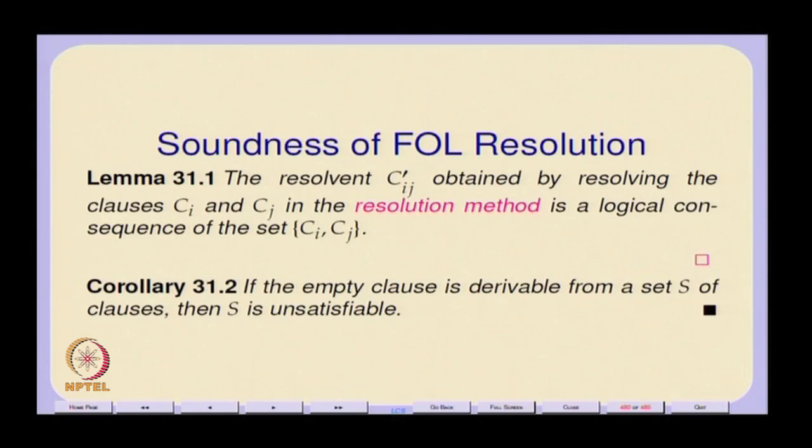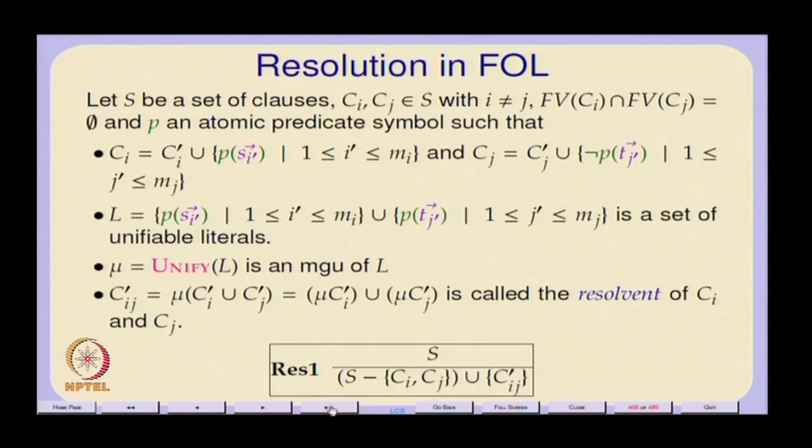S prime is a logical consequence of S, where S is the set of clauses in which Ci and Cj are some member clauses, and S prime is S minus Ci and Cj plus Cij prime. So basically what we are saying is that resolution preserves logical consequence, preserves validity. So if S is valid, then S prime is also valid.